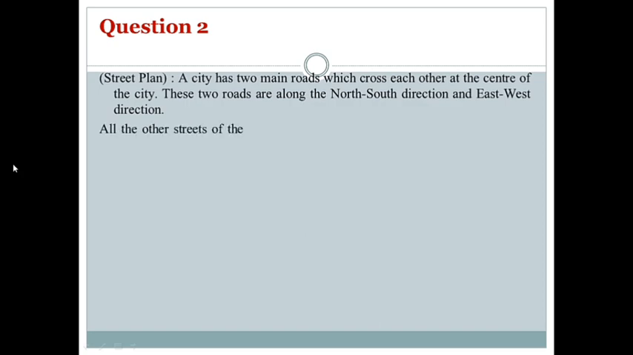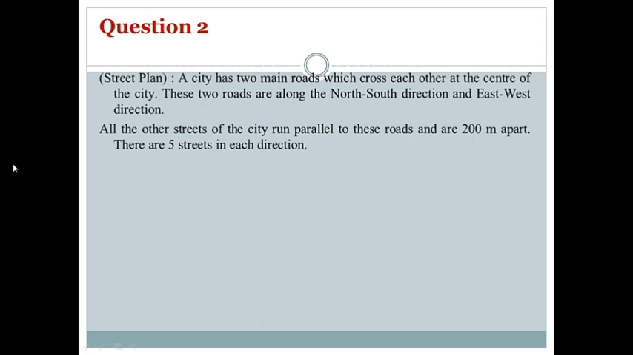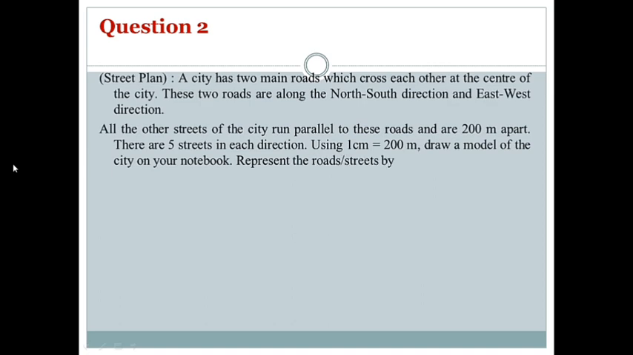all the other streets of the city run parallel to these roads and are 200 meter apart. There are 5 streets in each direction. Using 1 centimeter equals to 200 meter, draw a model of the city on your notebook. Represent road or street by single lines.